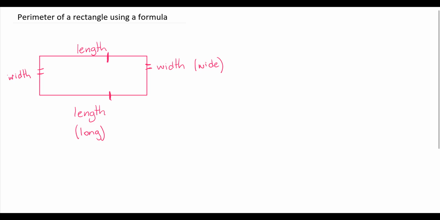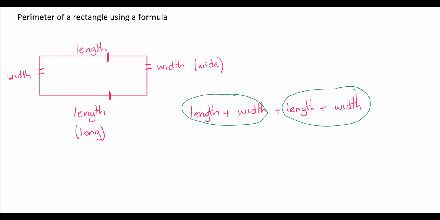we could have gone length plus width plus length plus width. Now once again, when we look at this, we've got two parts that are the same. We've got a length and a width, and we've got a length and a width. So what we can say is we've got two lots of, so multiply, the length plus the width.